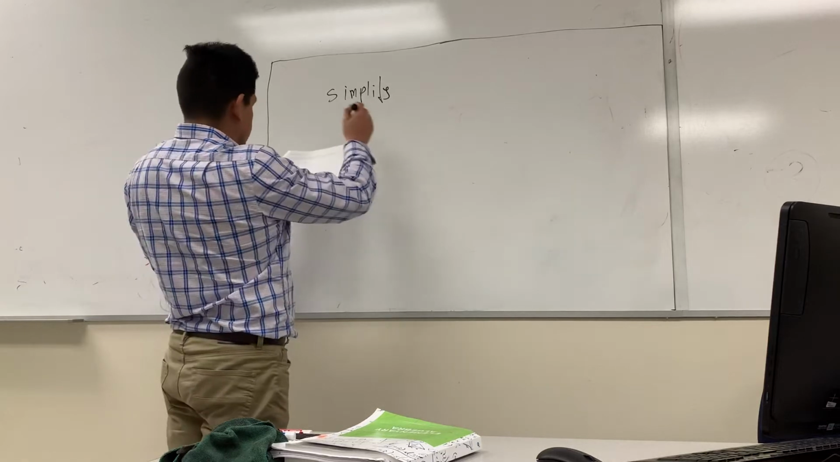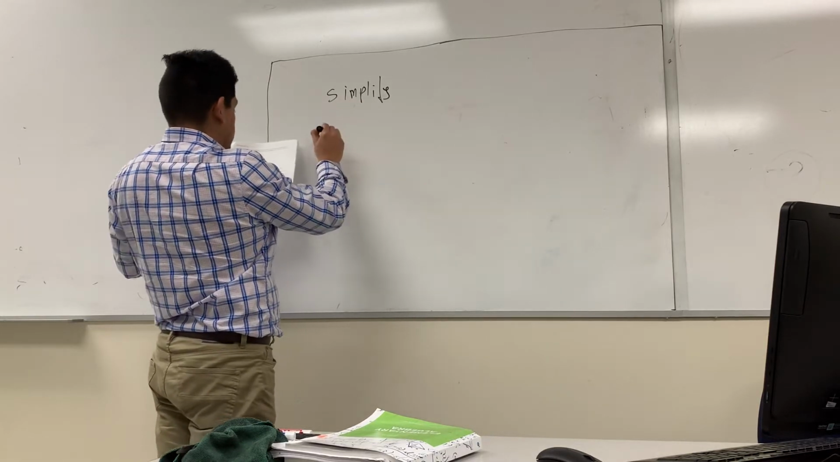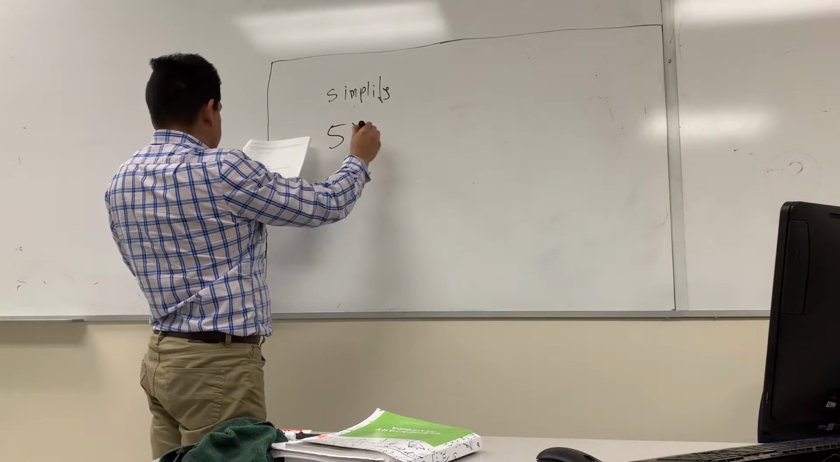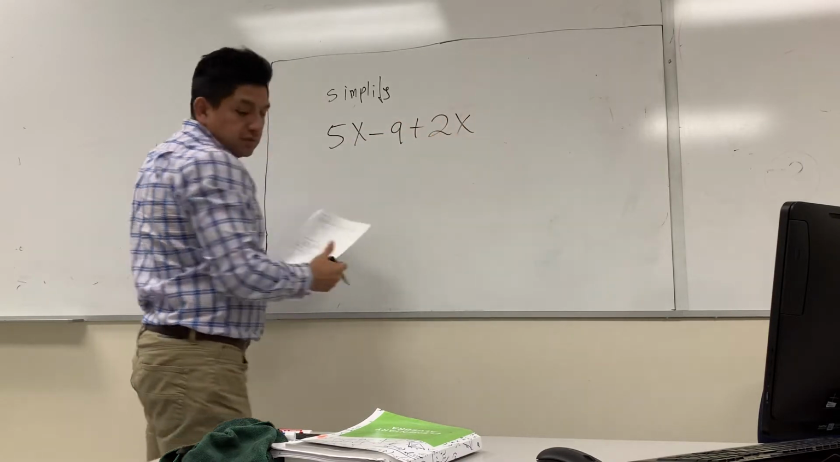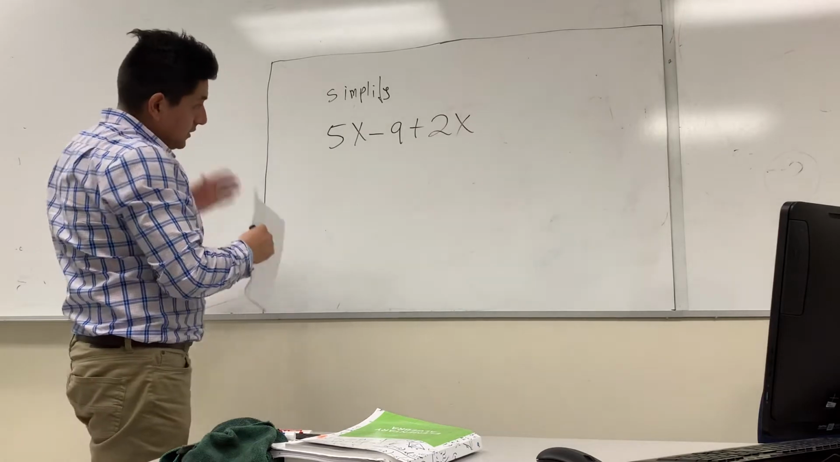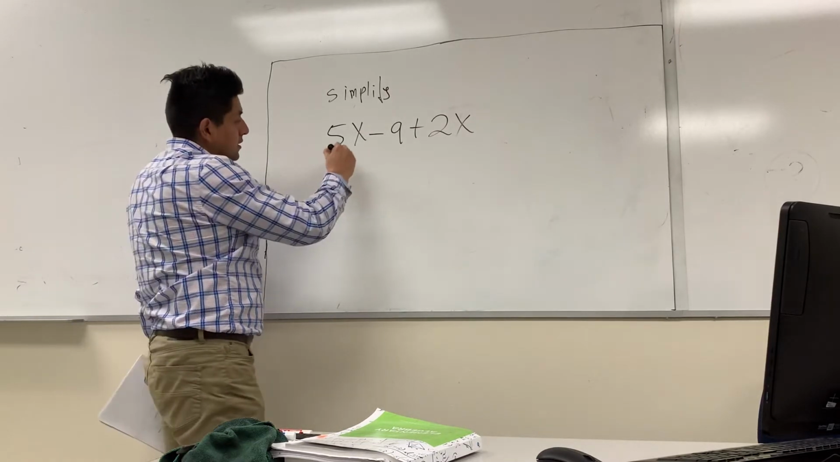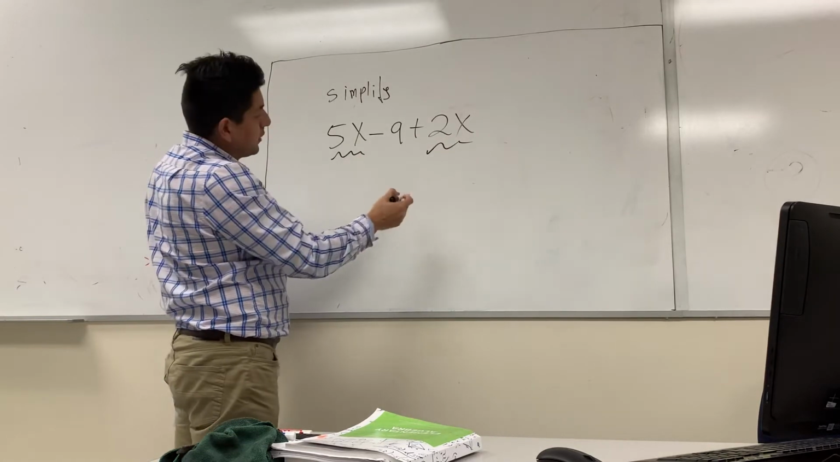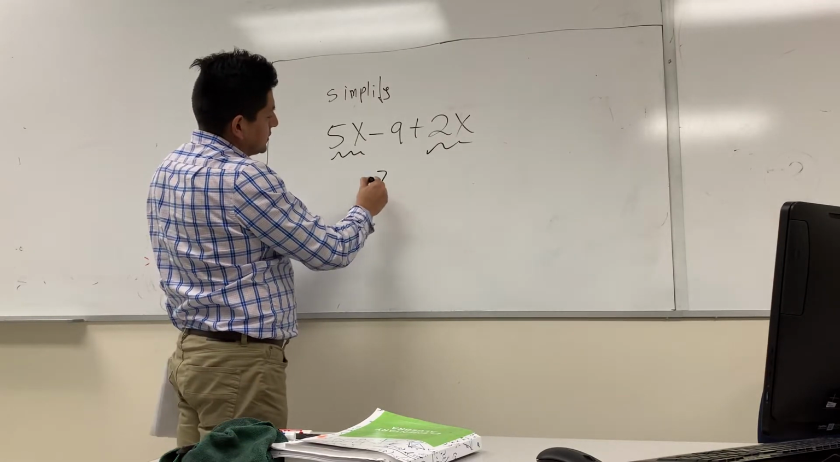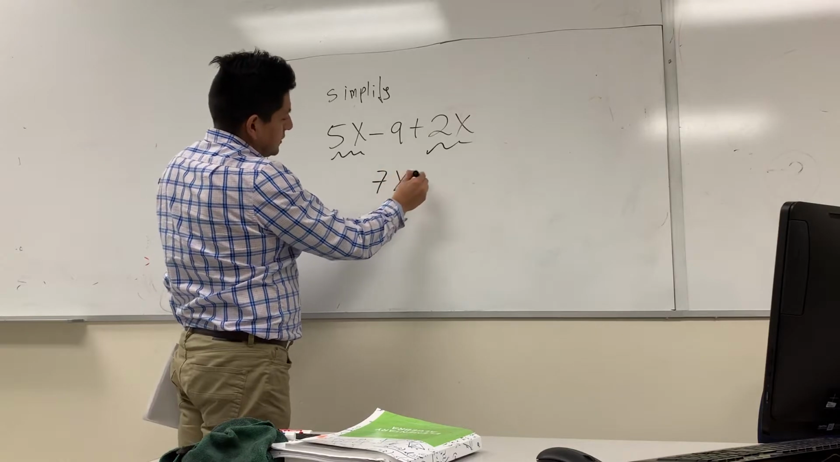Let's start with the first example. Let's say simplify 5x minus 9 plus 2x. So, like we said, we're going to combine the terms that are like. This one has an x, that one has an x, so I'll be able to combine those two. So that becomes 7x minus 9.